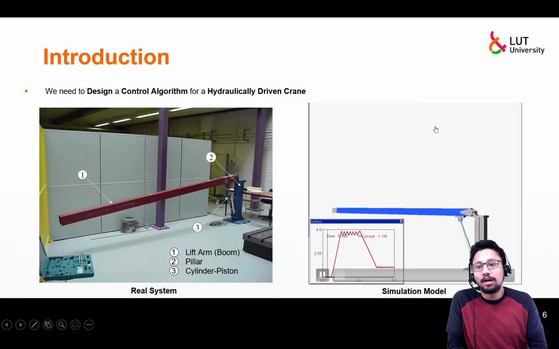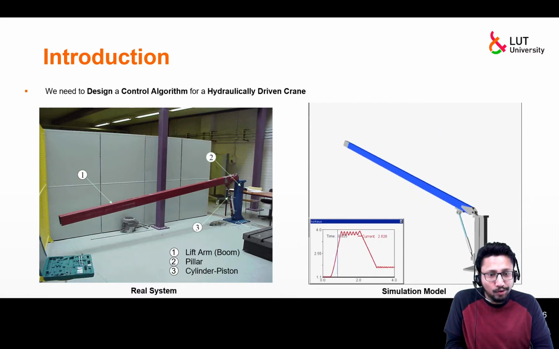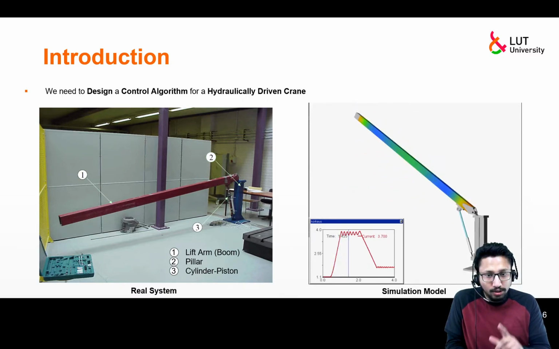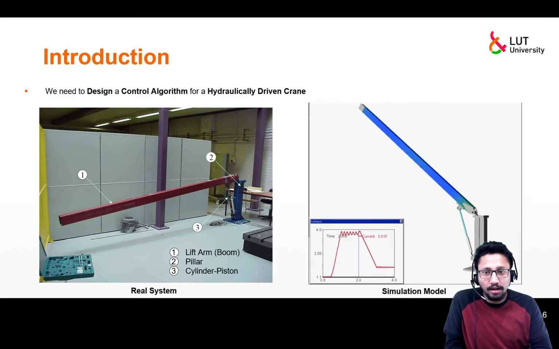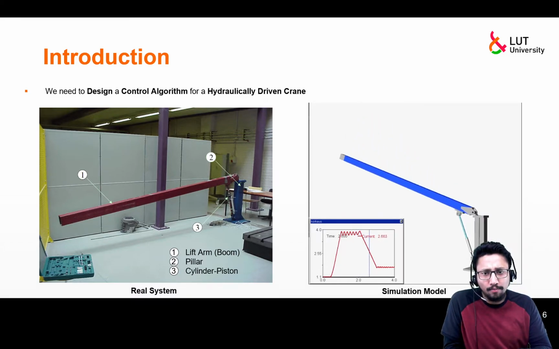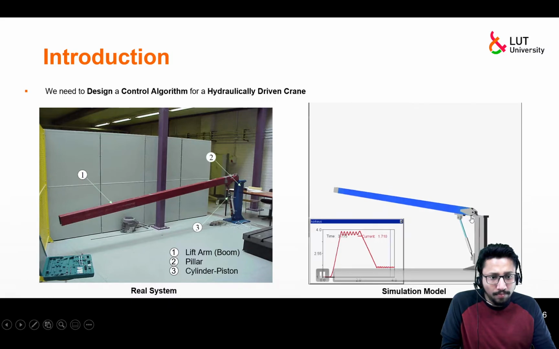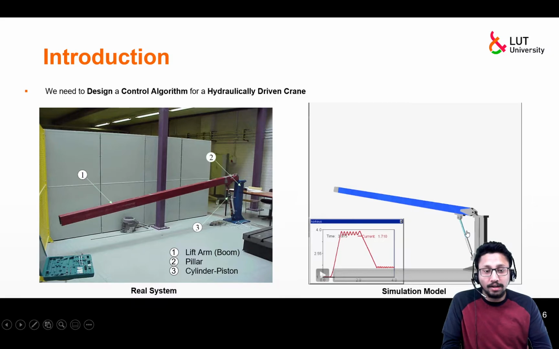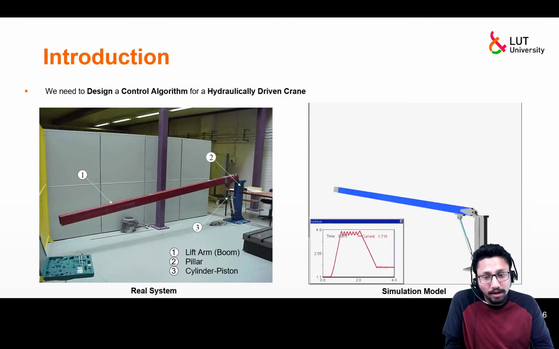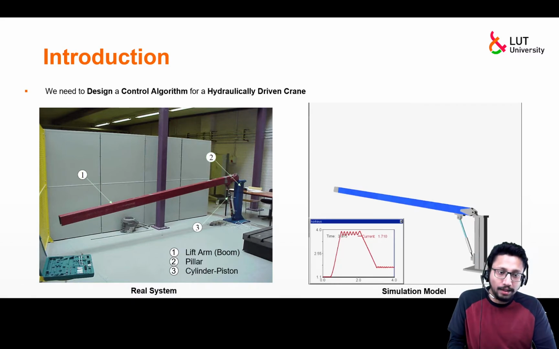Let's get started with what we have to model in this simulation work. As you can see in the simulation model to your right, we need to design a control algorithm for a hydraulically driven crane. There is a lift arm supported by a pillar, and then there is a hydraulic cylinder piston actuating this lift arm. We know that this is hydraulically driven. Other ways of actuating it can be electrical systems or pneumatic actuators, but in this course we will focus mainly on hydraulic actuation.